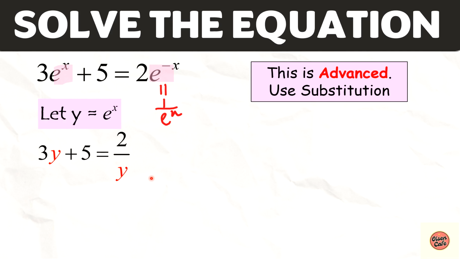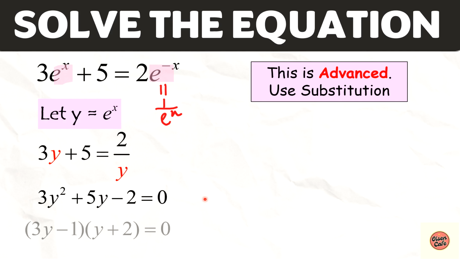Now, same as all the other equations with fractions, what I'm going to do is remove all the denominators, isn't it? So I multiply y throughout. What I have is 3y squared plus 5y minus 2 equals 0. So are you able to factorize this equation? Yes, I'm able to do that. So this will give us (3y minus 1)(y plus 2) equals 0. When I solve this equation using the zero factor theorem, I will be able to derive y equals 1/3 or y equals negative 2.